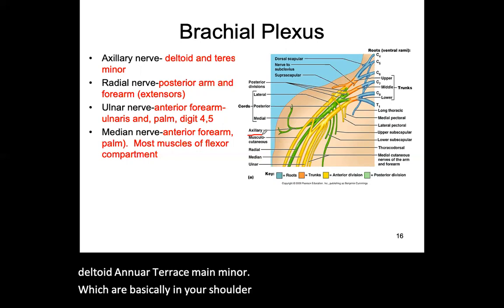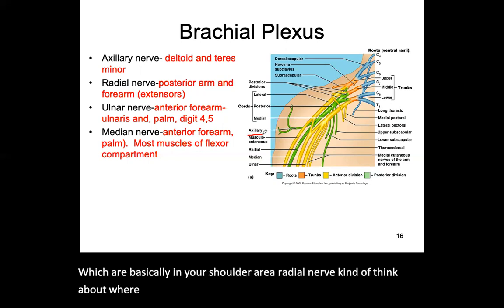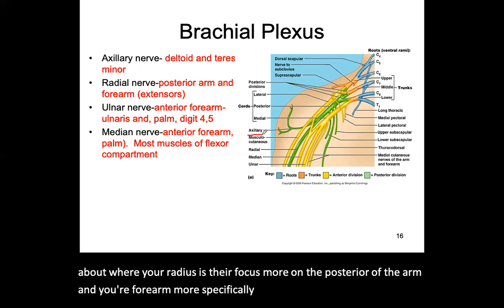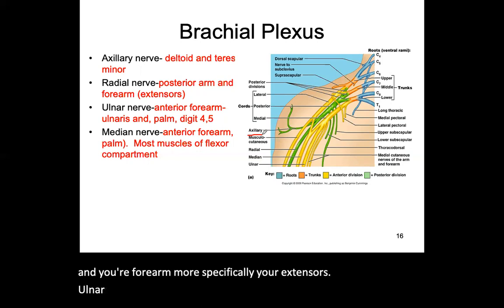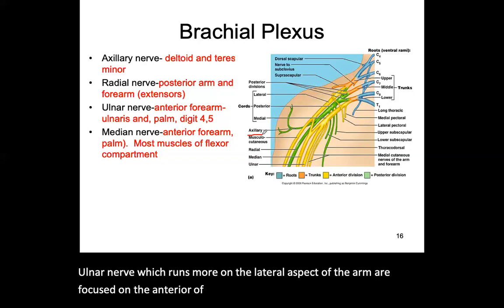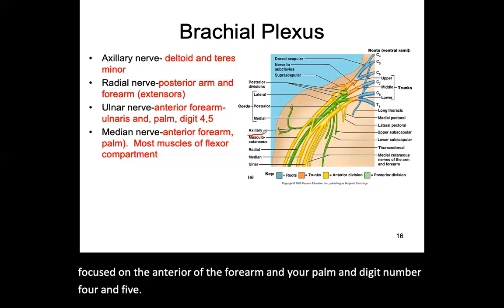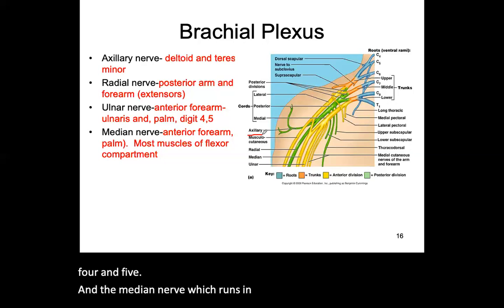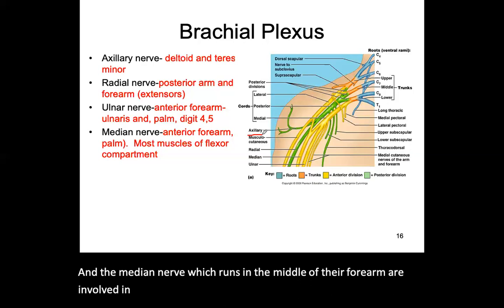Radial nerve, think about where your radius is. They're focused more on the posterior of the arm and your forearm, more specifically your extensors. Ulnar nerve, which runs more on the lateral aspect of the arm, is focused on the anterior of the forearm and your palm and digits number 4 and 5. And the median nerve, which runs in the middle of the forearm, is involved in flexor muscles, basically the muscles that cause flexion of your forearm.